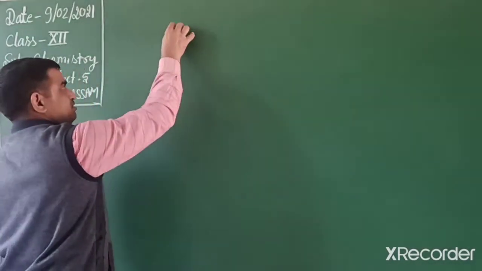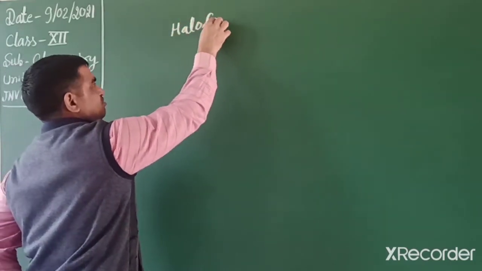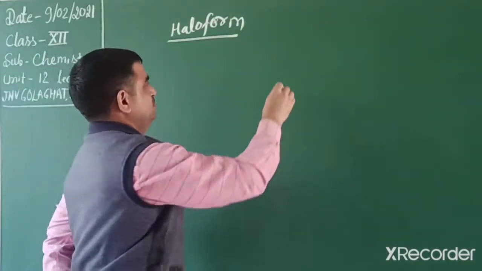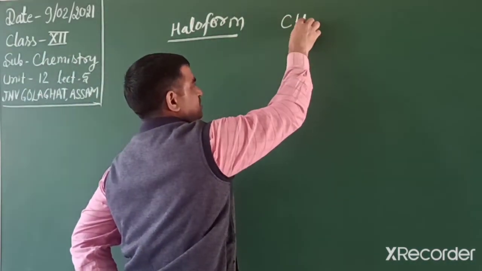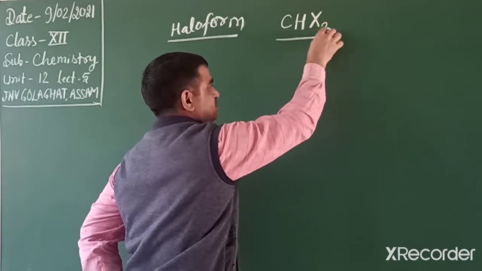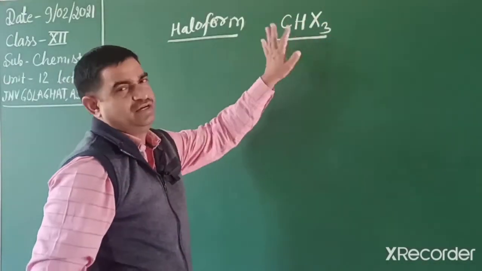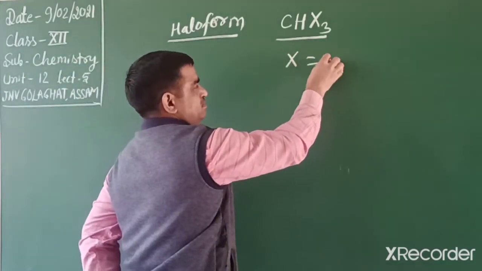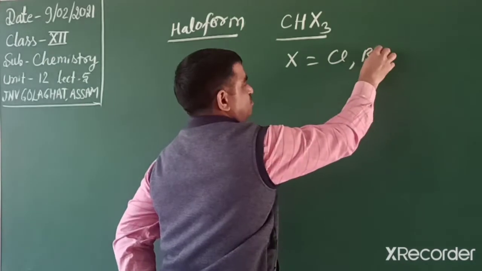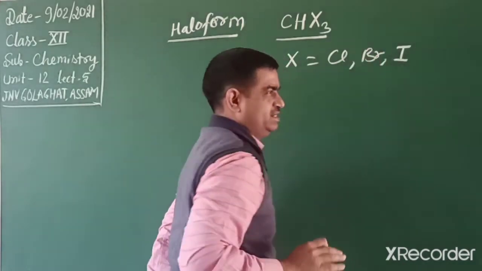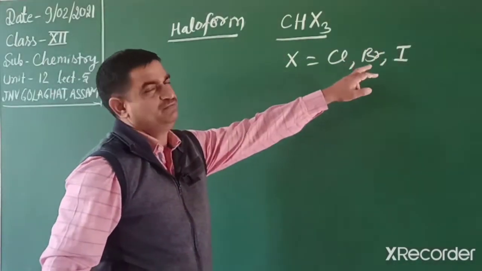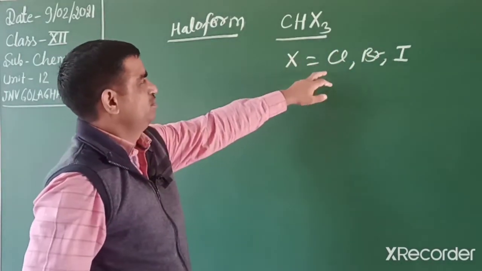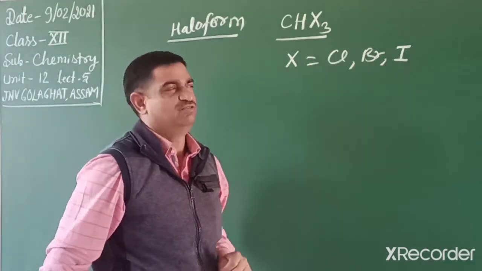So in this haloform reaction, what is a haloform? Haloform we can represent like CHX3, meaning a trihalomethane compound. In this, the halogen can be chlorine, bromine, or generally iodine. Iodine is best because that gives iodoform, and if chlorine, then chloroform, bromoform, iodoform.